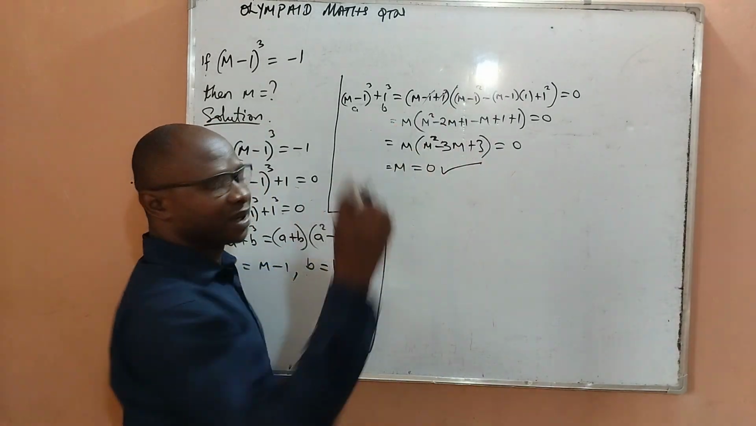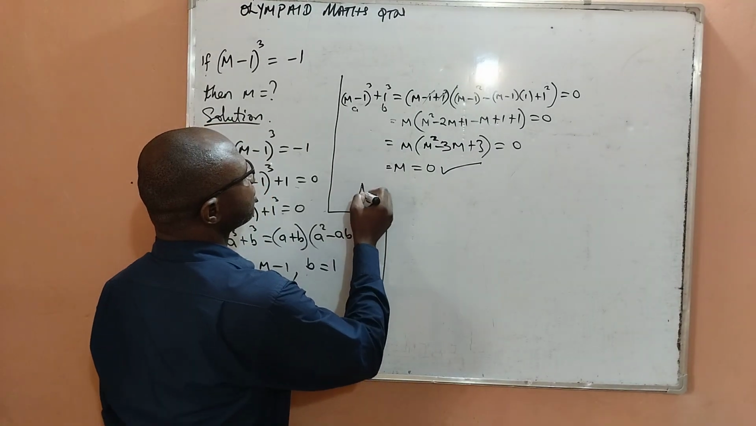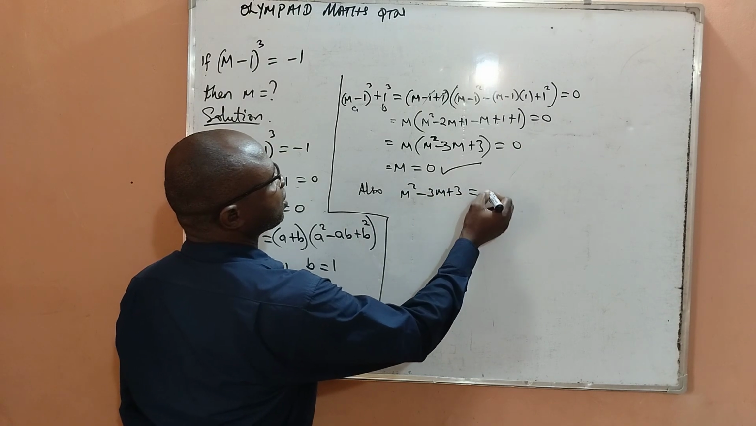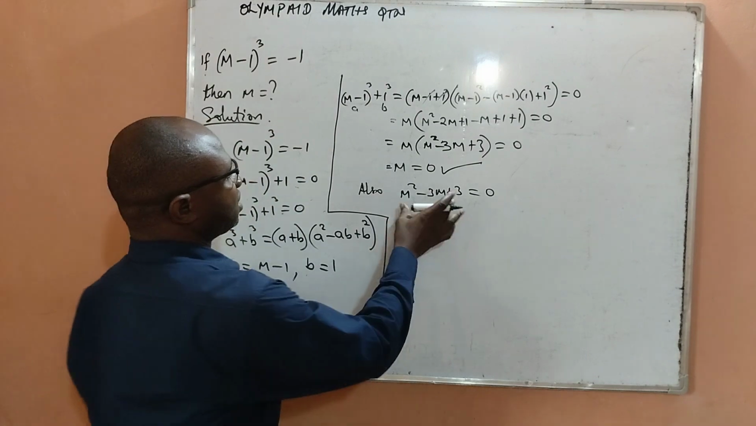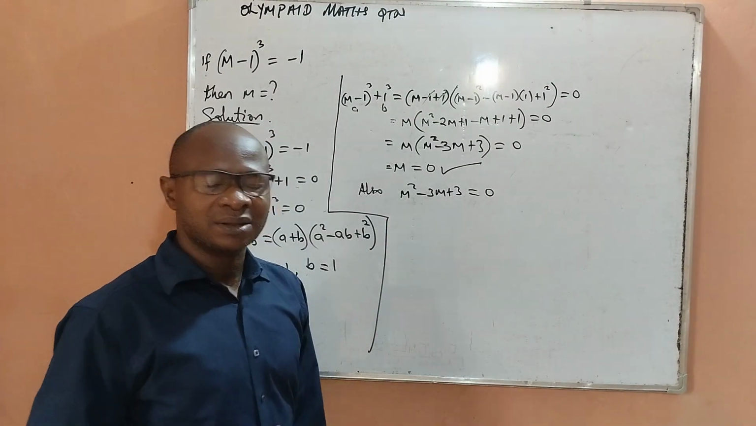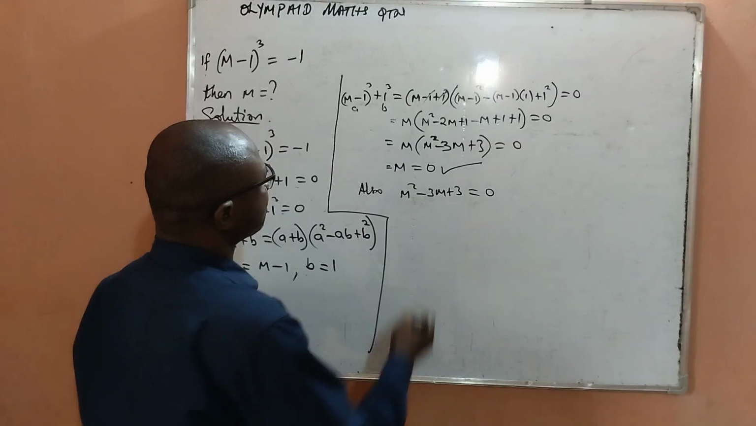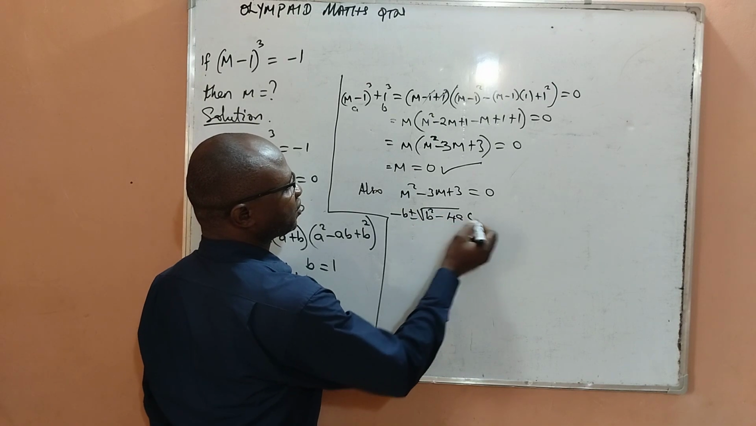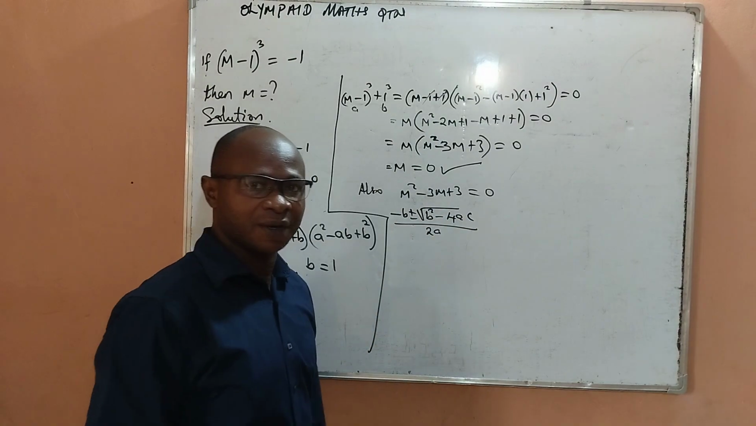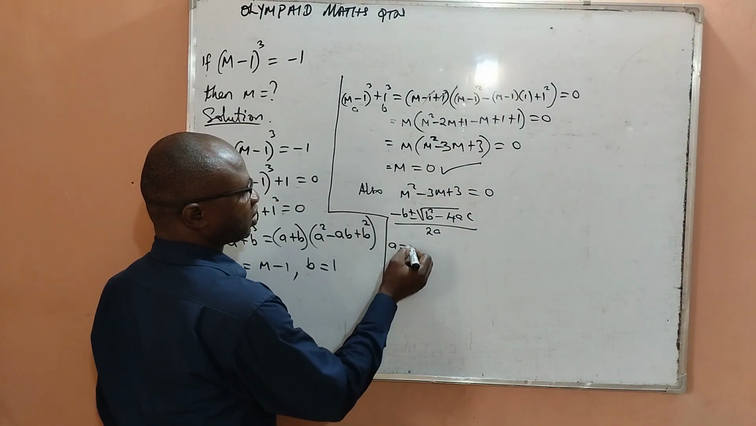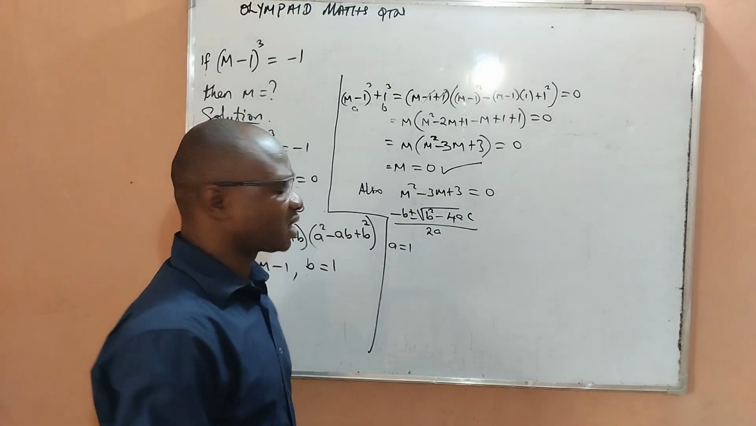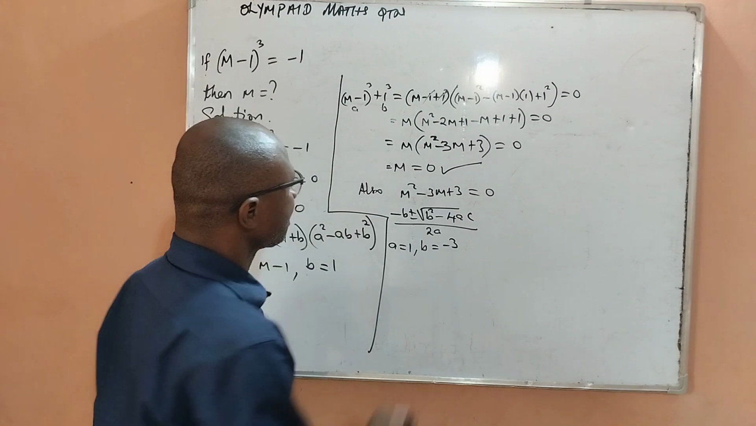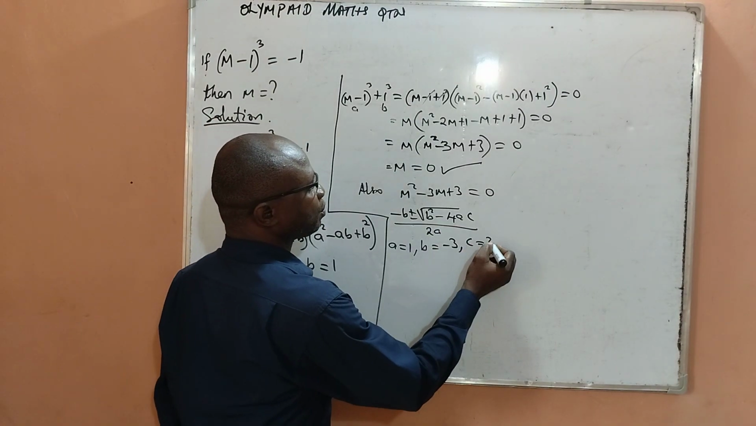The second answer will come from the bracket, which is n squared minus 3n plus 3 is also equal to 0. This now is a quadratic equation. We can now apply the quadratic formula in solving it, which is minus b plus or minus the square root of b squared minus 4ac all divided by 2a. Here, a is equal to 1, the coefficient of n squared, while b is equal to negative 3, the coefficient of n, and c is equal to positive 3.